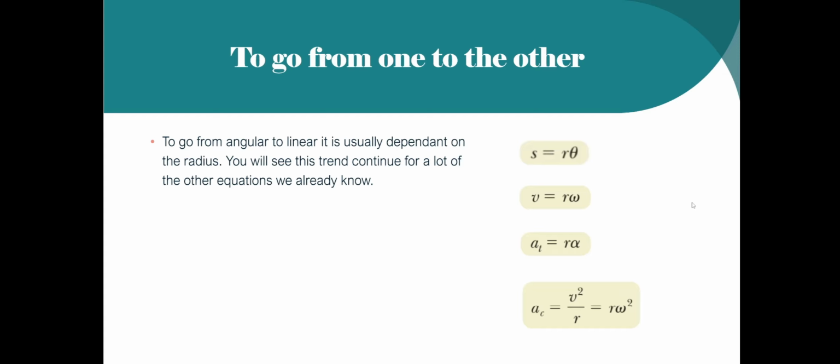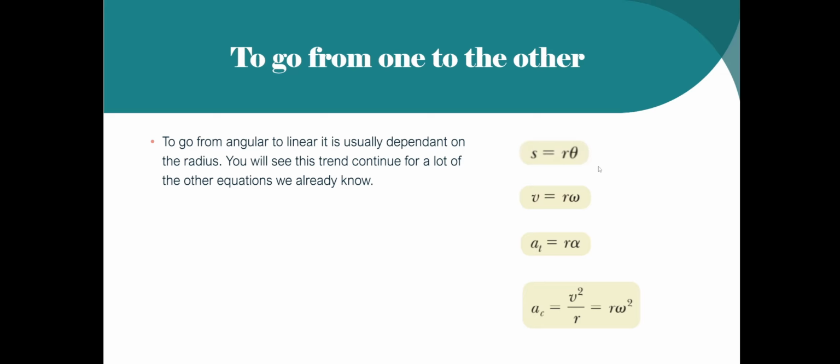How to go from one to the other. So here's how we can swap one to the other. If you go from angular to linear, it is dependent on the radius, usually. So let's see this trend, and it's going to continue for a lot of the other equations that you already know as well. You got the first one already. This is a length. You can think of this almost as an x or a y, a length. It's equal then to r theta.